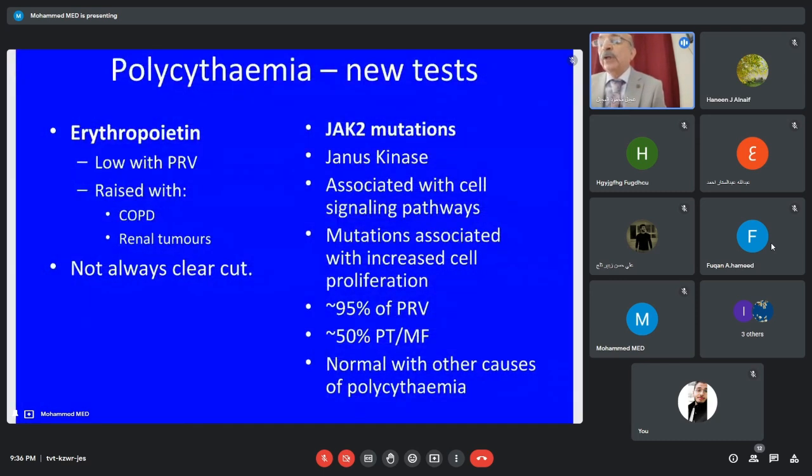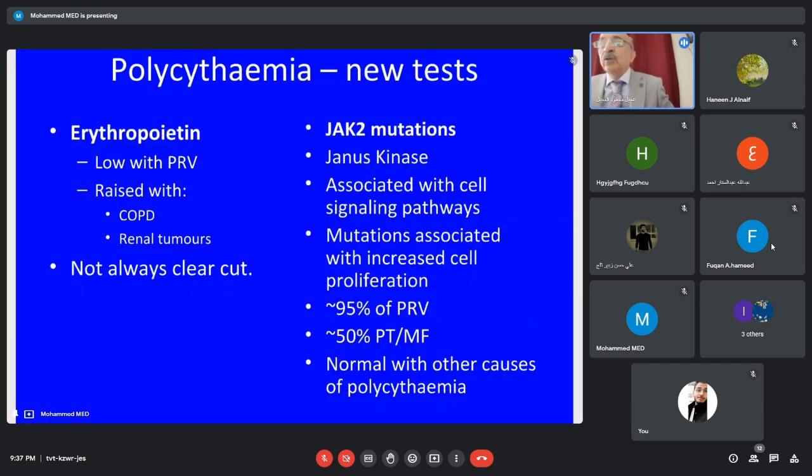the erythropoietin is low. This is just like the thyroid stimulating hormone in primary hyperthyroidism. In primary hyperthyroidism, you will see that the hormone is low because the defect is in the gland itself, not higher up. Okay? And in polycythemia with COPD, it is high, and in renal tumors, because there is secretion of the hormone, it's high as well.